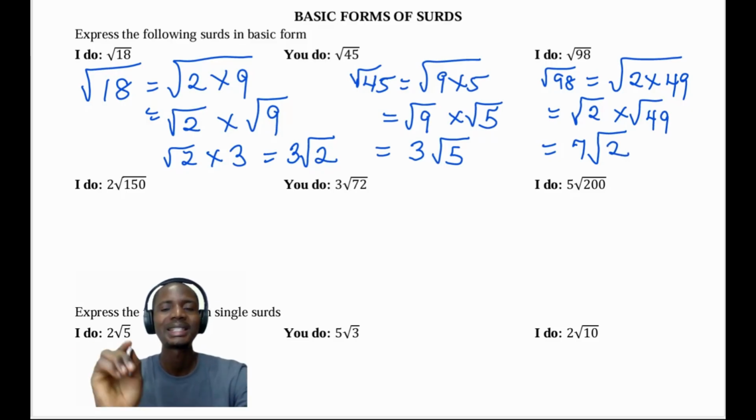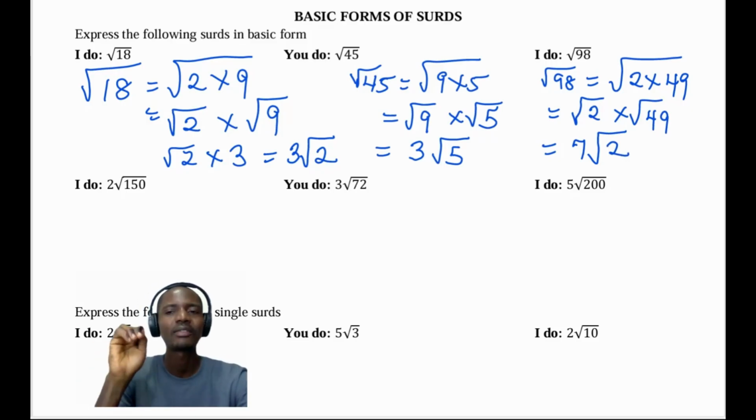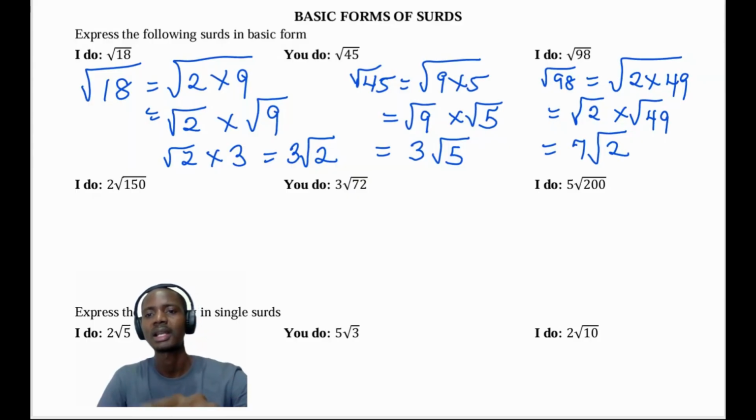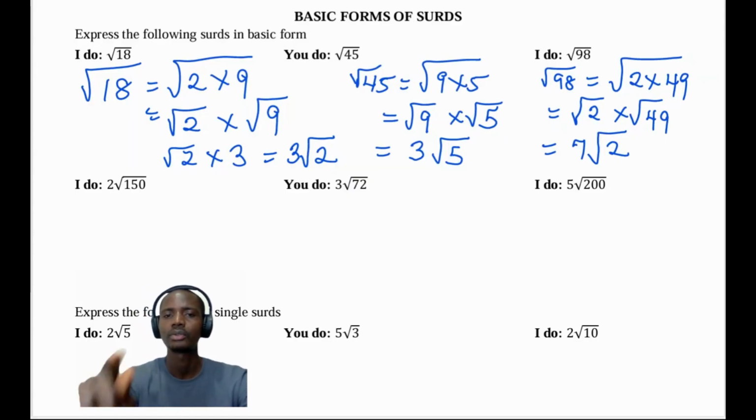Now, take note, it is 7 times root 2, not the 7th root of 2. If it is the 7th root of 2, it will be written as the 7th root of 2. But that is not the case now. What we have is 7 times root 2, which is 7 root 2. So root 98, in the simplest form, is 7 root 2.